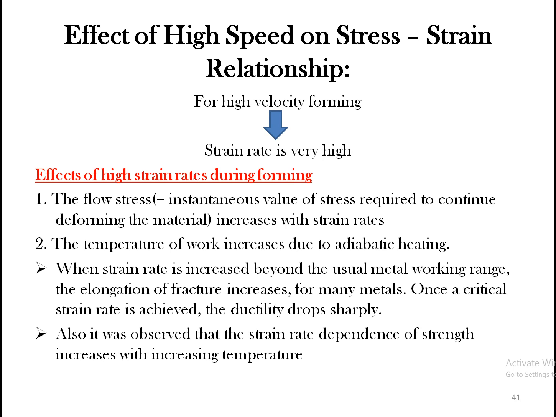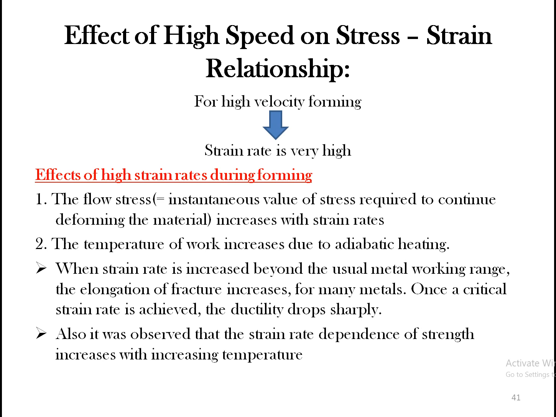So this is what happens. As I said earlier, the very desirable property for a metal to form is actually a lower yield point and high ductility. Then only the material can be deformed properly, right? So here, when the strain rate was increased beyond the usual metal working range, initially it was seen that the yield stress also increases. That is, the resistance to deformation is also increasing, right?